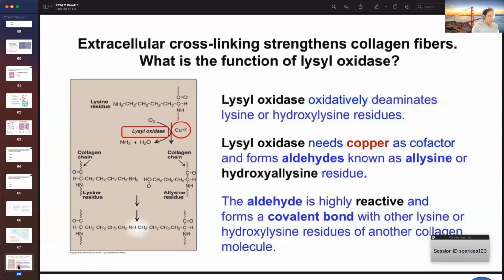Now, extracellular cross-linking strengthens the collagen fibers. What's the function of lysyl oxidase? It basically deaminates the lysine and the hydroxylysine residues. Basically, it removes an amine group. The cofactor, like I said before, is copper, and it forms aldehydes known as allysines or hydroxyallysines residues. That gives them connection points for covalent bonds with other structures and eventually forms nice thick collagen bundles.